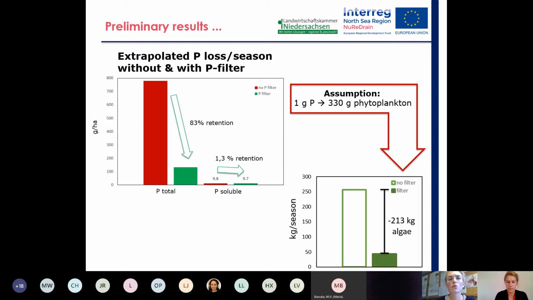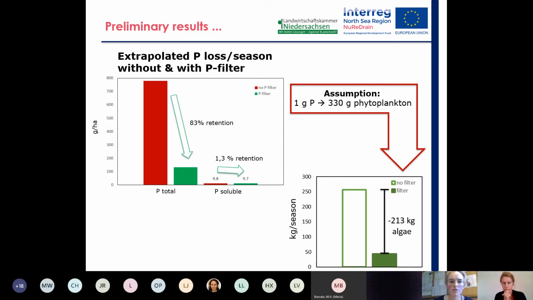There is no clear reduction of soluble P, so it is not retained in our system. If we assume that under realistic conditions, 1 gram of P promotes the growth of 330 grams of phytoplankton, we can state that by putting a filter onto our system, we can save 230 kilograms of algae growth per season.